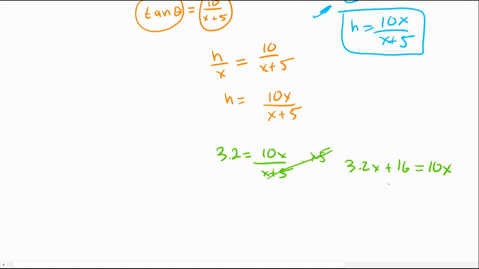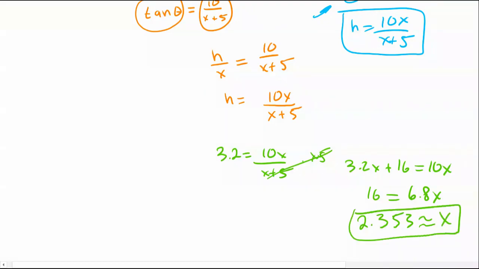I'm going to subtract 3.2x from 10x, and I'm going to get 16 equals 6.8x. I'm going to do 16 divided by 6.8 and get this ugly number, 2.353, let's call it, is my rounded answer for x here. So if h is 3.2, x is about 2.353.